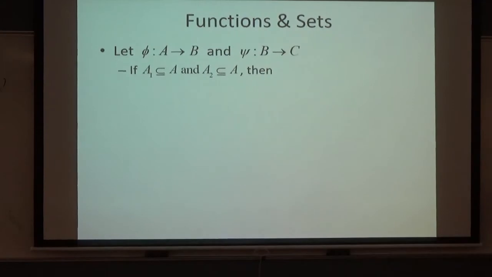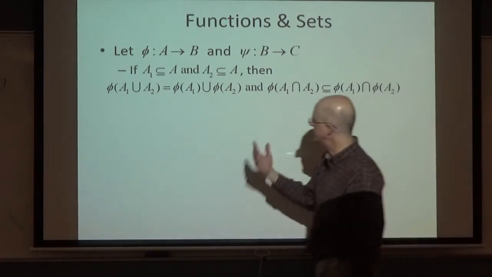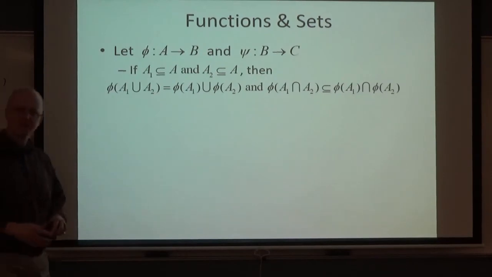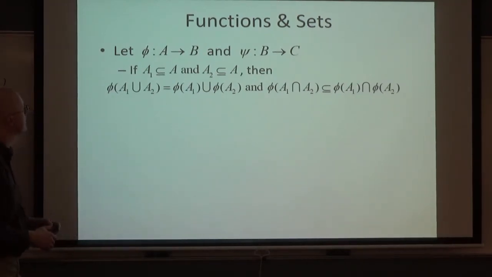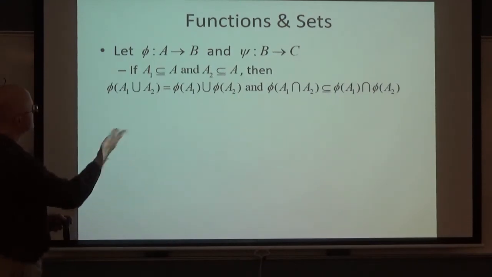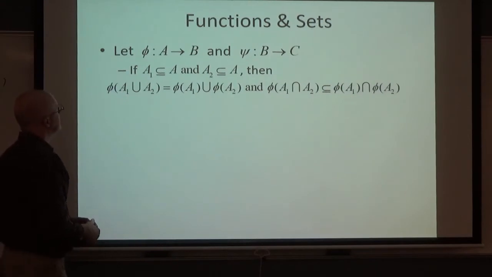Well, maybe we should prove what I'm about to show you. This is worth knowing as one example of how functions and sets, and in particular unions, can combine, so to speak. These are a couple of properties that are true. We have two functions, but in this particular property we're only focused on the function phi, and A1 and A2 are both subsets of A.